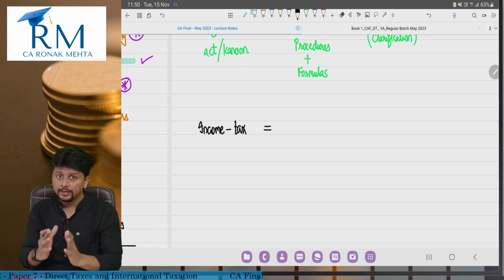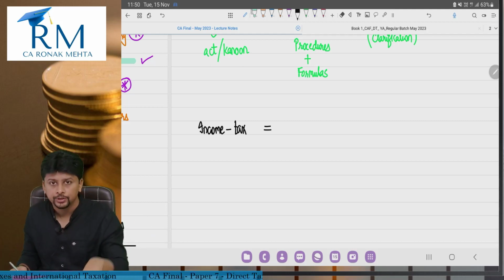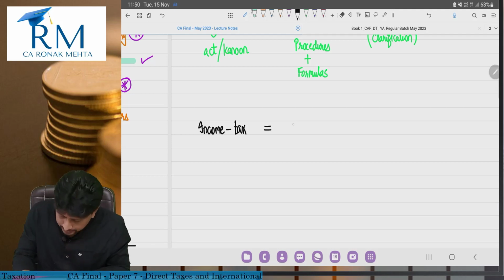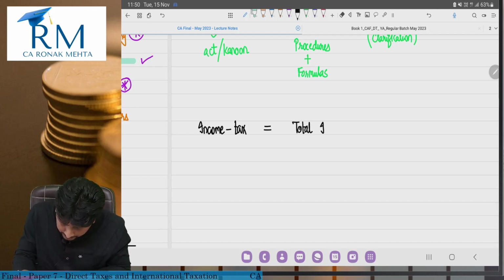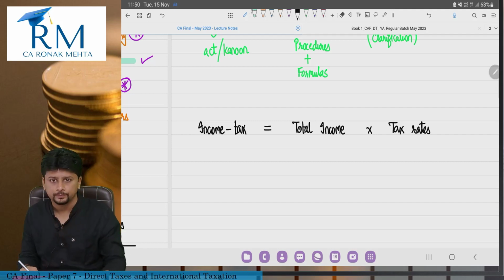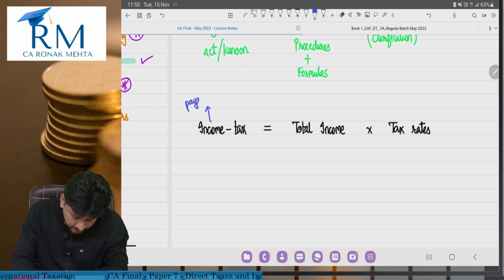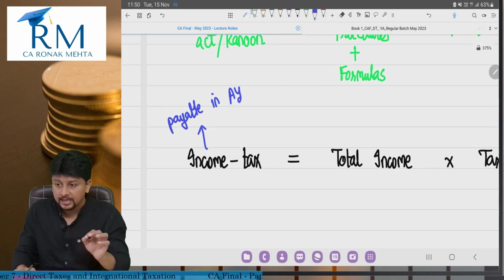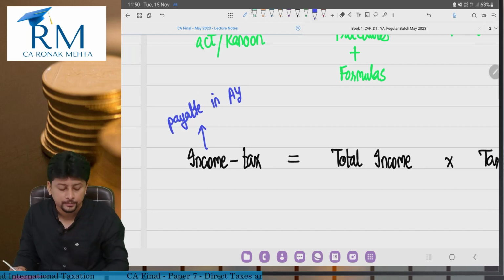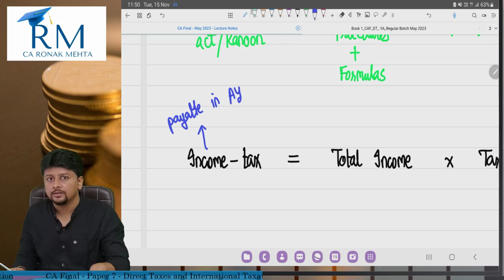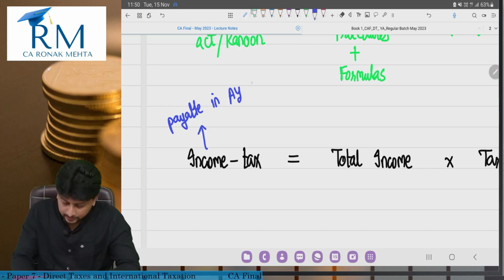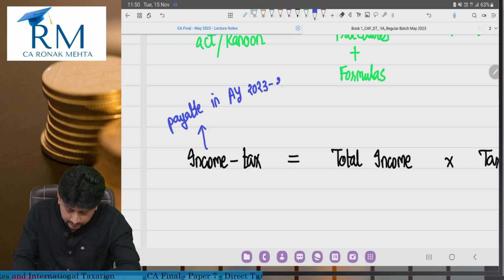So to put this all into technical language, what is income tax? Income tax is: calculate your total income and on that apply your rates of tax, and this is your income tax. Now, when is this income tax payable? Income tax is payable in the assessment year. The liability to pay arises in the assessment year. So for May 23 and November 23, we have the assessment year 23-24.